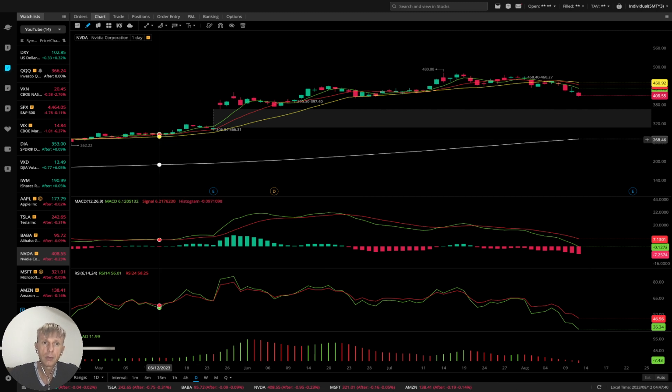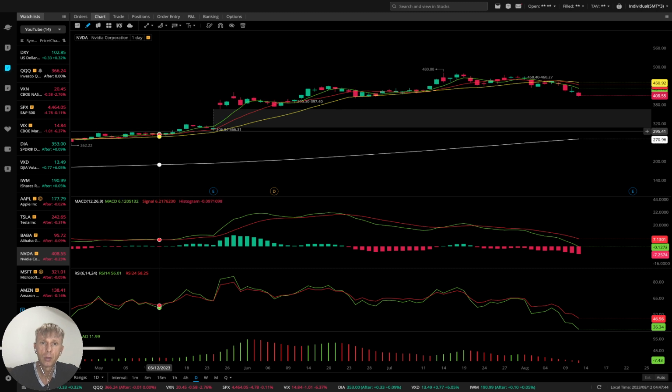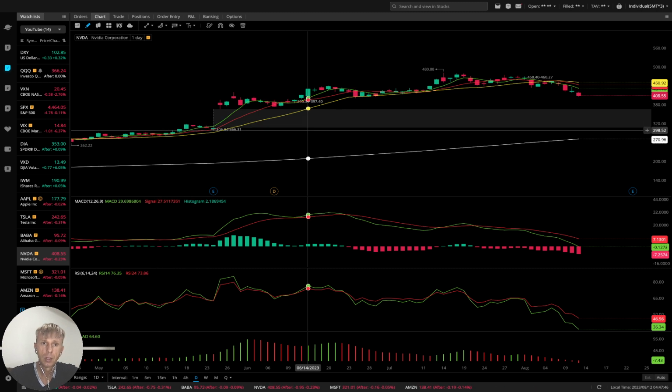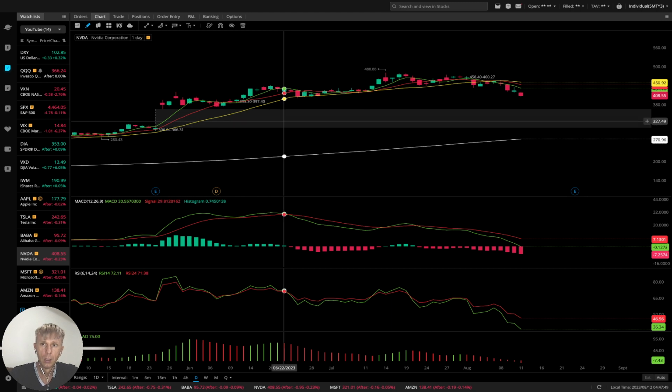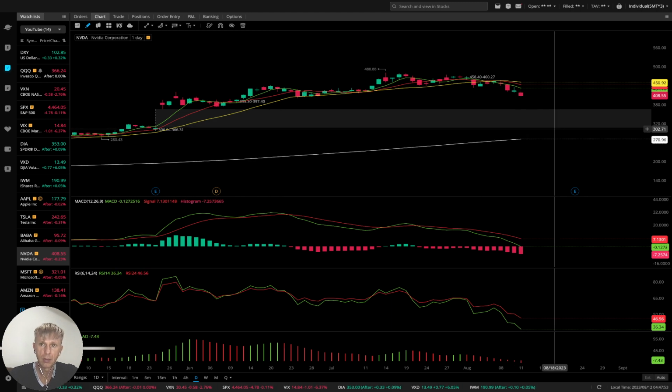No changes. A lot of strong support around this level, around $300. It definitely wants to move to the $300 level. And MA200 will be at this level also.